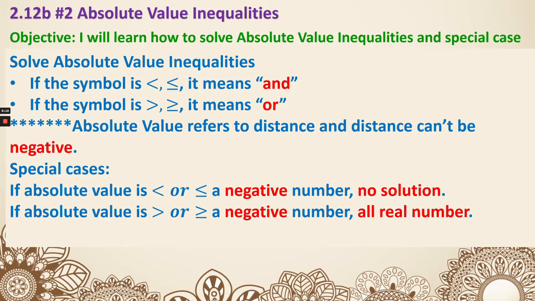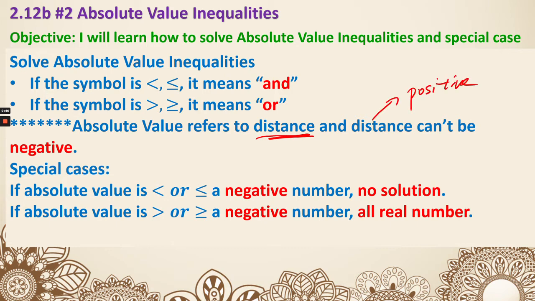In order to solve absolute value inequalities, we are still going to follow the same rule based on the signs. So if the inequality symbol is less than or equal to, it means and. If the symbol is greater than or equal to, it means or. And the definition for absolute value is still the same as last time, it doesn't change. Absolute value refers to the distance, and it's about the distance to 0. And a distance can never be negative. It has to be positive.